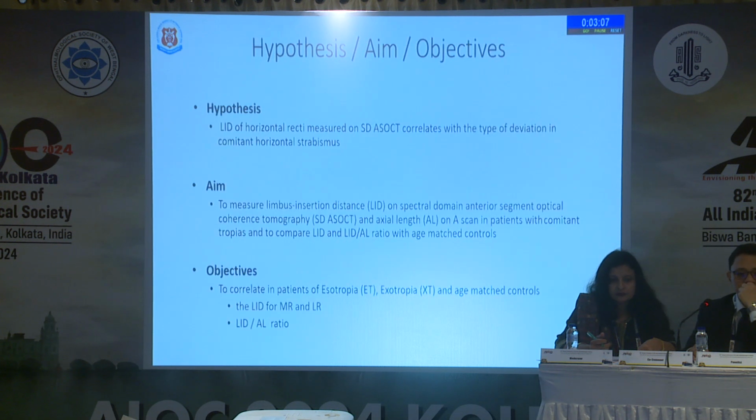Hypothesis: limbus insertion distance of horizontal recti measured on SD-ASOCT correlates with the type of deviation in comitant horizontal strabismus. The aim is to measure limbus insertion distance on spectral domain anterior segment OCT and axial length on A scan in patients with comitant tropias, and to compare limbus insertion distance and limbus insertion distance to axial length ratio with age-matched controls. Objectives are to correlate, in patients of esotropia, exotropia and age-matched controls, the limbus insertion distance for medial rectus and lateral rectus and the limbus insertion to axial length ratio.